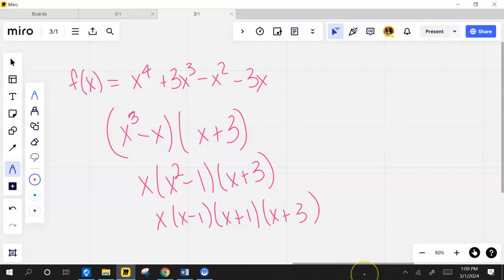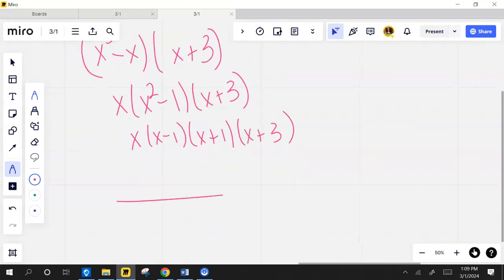That should be your fully factored version of that one. Which means the zeros are 0, 1, -1, and -3.